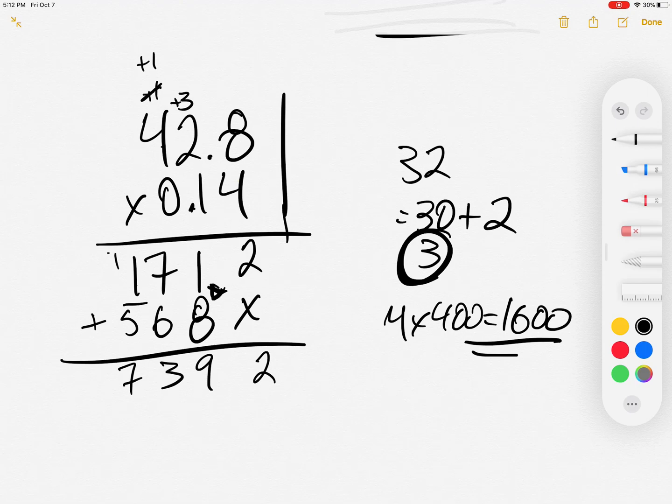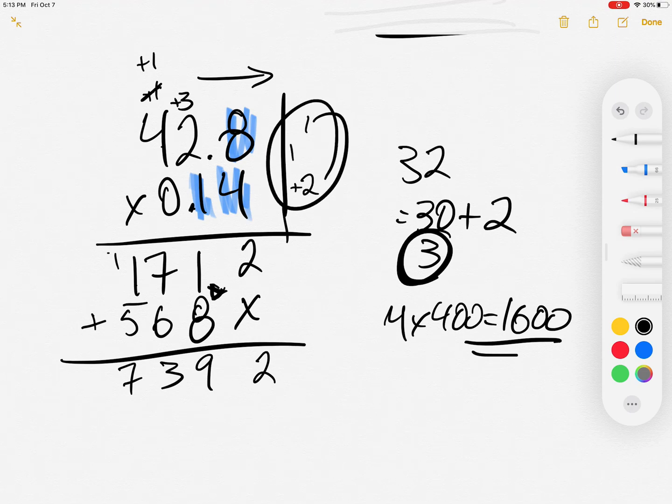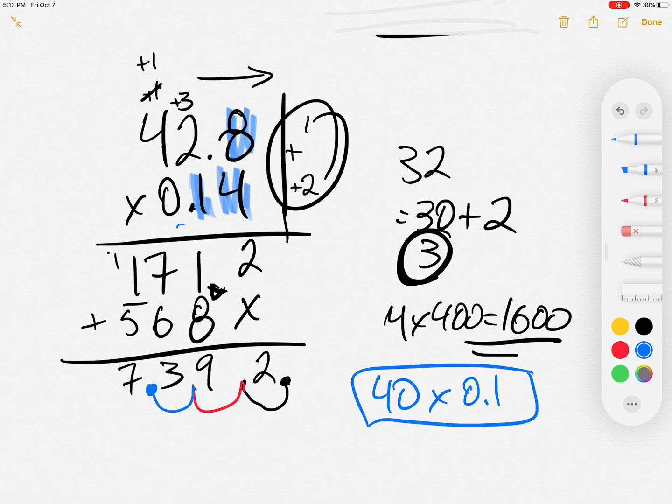How many decimal places? Okay, so I have 1, 2, 3 numbers to the right of the decimal in my question. Now, notice how I'm adding them. I have 1 here and 2 here. So we're adding these together. So that means I start on the outside and I go 1, 2, 3, right there. Now, does that make sense? Let's take a look. If I have 42, or let's say 40 times 0.1. Well, this is tricky. Okay? This is a little more advanced.